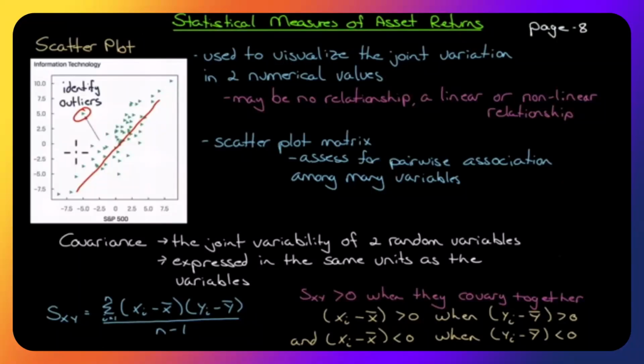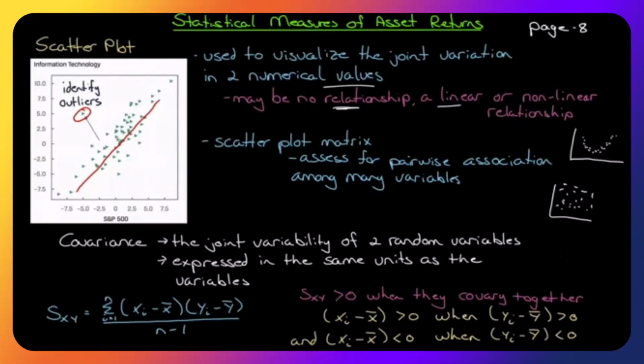Once we get to correlation, we'll see that the outlier can cause issues with correlation. It is sensitive to outliers. So it is important to identify them. The scatter plot is used to visualize the joint variation in two numerical values. Between two values, you may have no relationship. In other words, you have a scatter plot that looks like this. And clearly, there's no relationship there. A linear relationship, which we see here, or a nonlinear relationship, you may visualize something like this. Right? Clearly, we have a nonlinear relationship here.